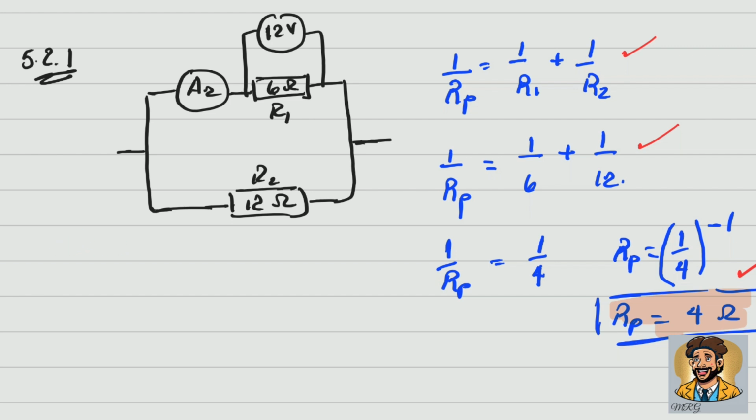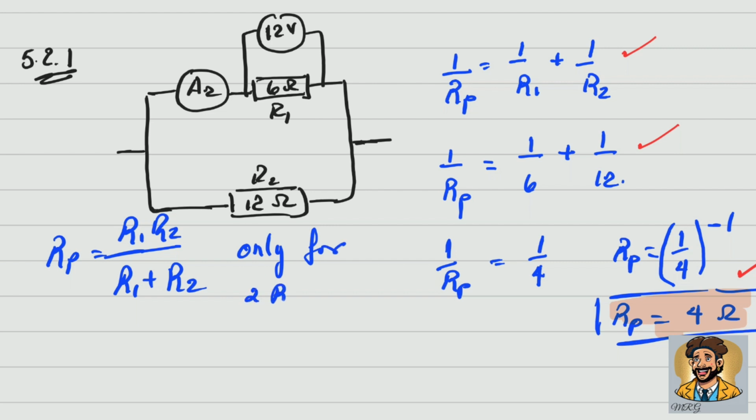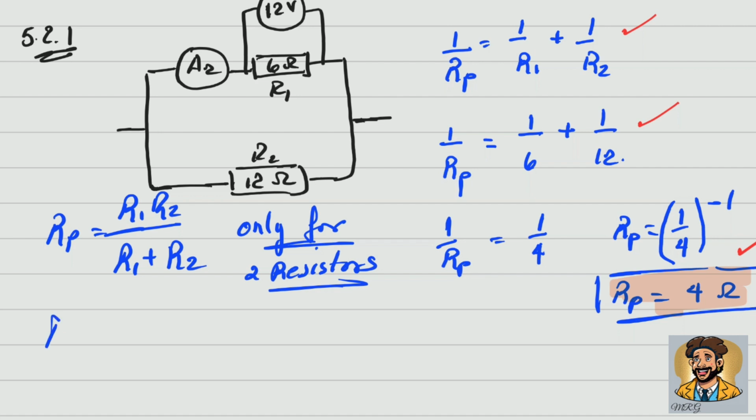Now, guys, alternatively, you can say that Rp is equal to R1 times R2 divided by R1 plus R2. This one is only for 2 resistors. You cannot use this one if you have more than 2 resistors. Alright, but here it is applicable. So Rp is equal to 6 times 12 divided by 6 plus 12, and that one will give you 4 ohm. End of the story. So you can use either of the two options, you will get the same answer.